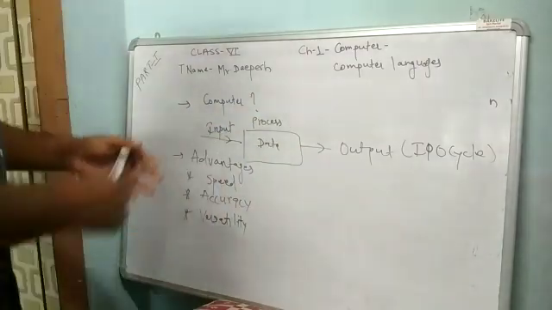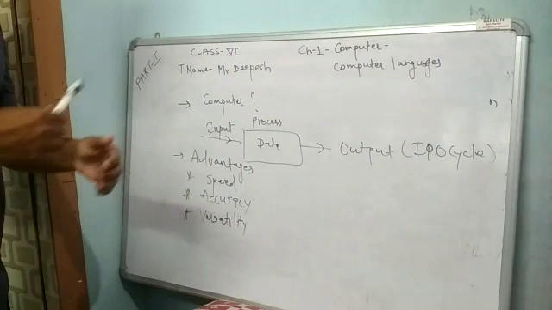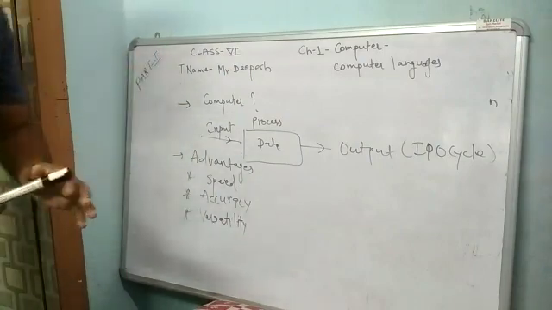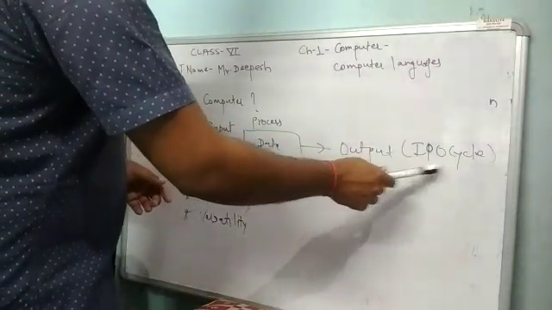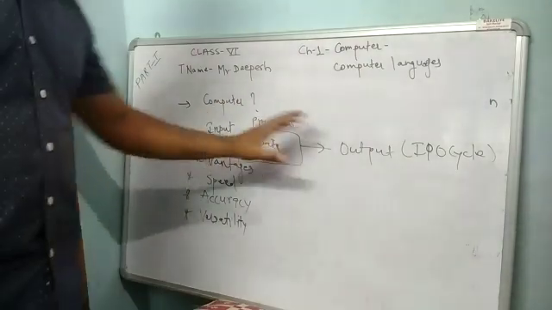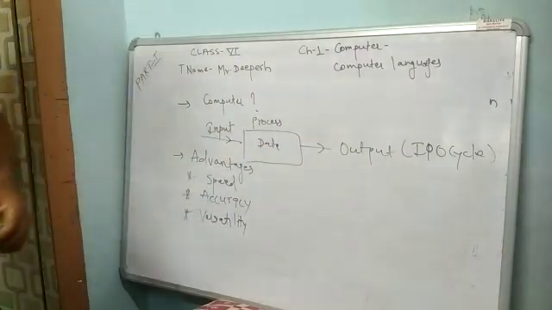Okay, so this whole mechanism of processing data, taking input and getting output is called the IPO cycle, input process output cycle. Right, so my dear students, this was the technical definition of the computer.